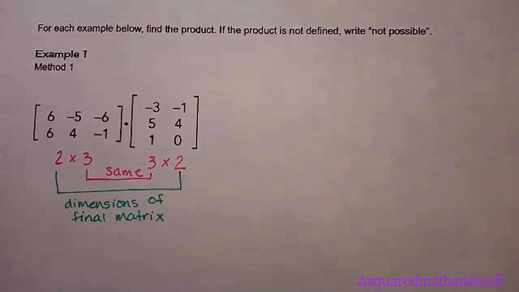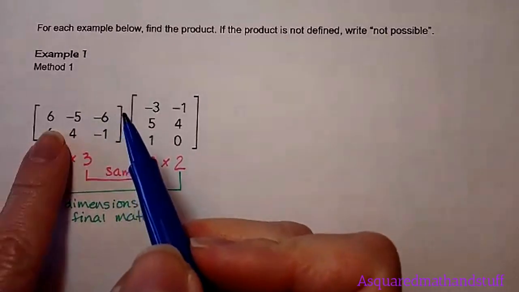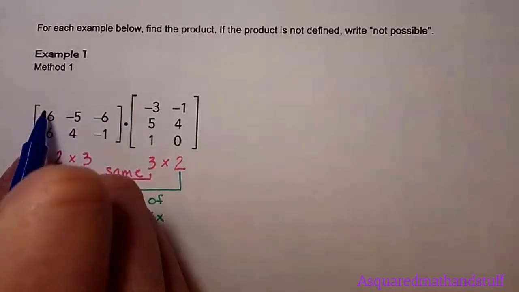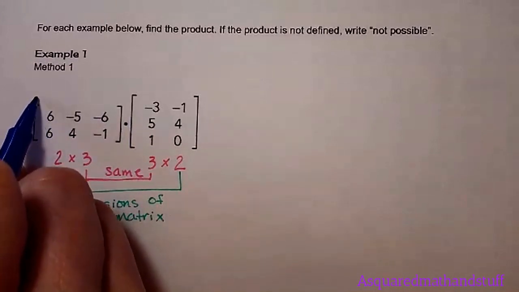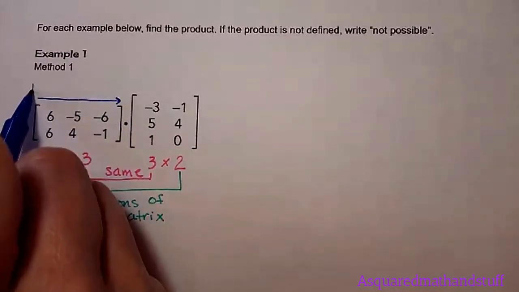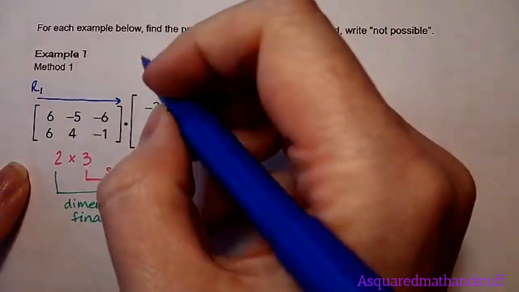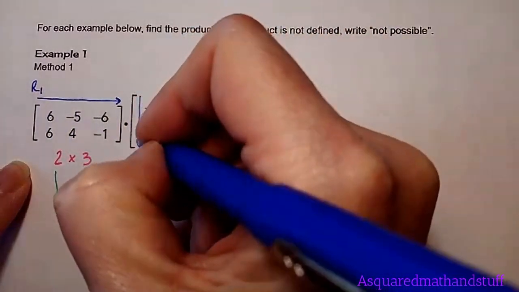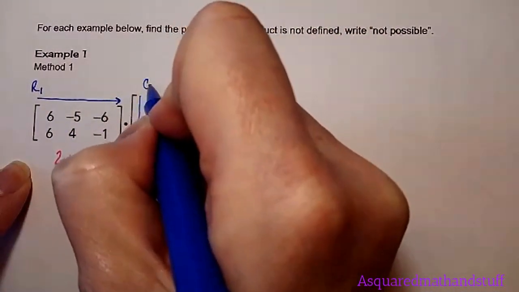All right, let's get into this. So the process that we just looked at says that we are going to focus on row 1 of our first matrix, matrix A. We're going to work across row 1 at the same time as going down column 1.